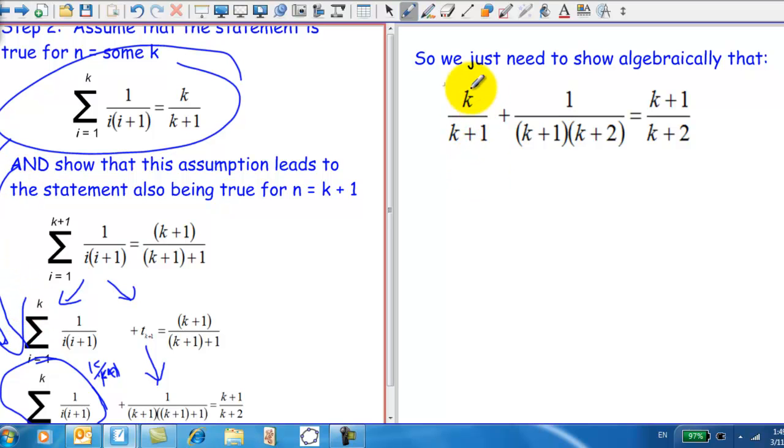So just got to show that k over k plus 1 plus 1 over k plus 1 times k plus 2 equals k over k plus 1. And this is what we just did before here. Let's review it again. LCD equals k plus 1 times k plus 2.